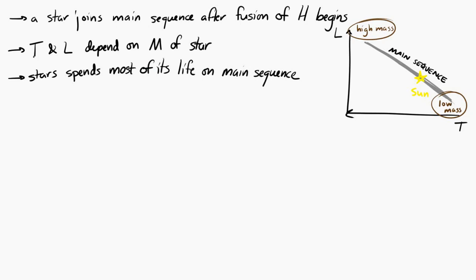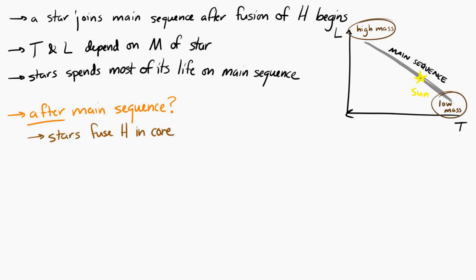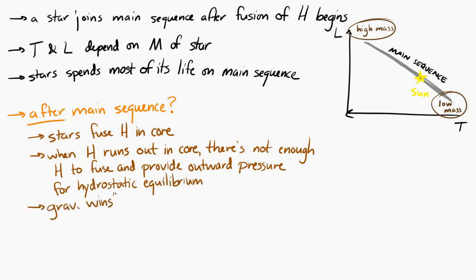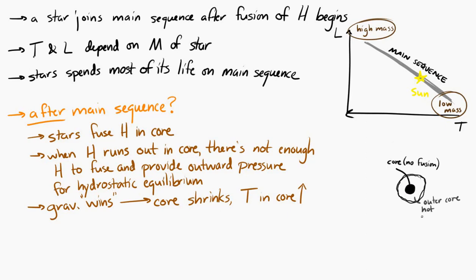Now, after the main sequence, interesting things start to happen. And multiple things can happen. So, whatever it is, stars fuse hydrogen in their core. But when they start to run out of hydrogen in their core, and there's not enough hydrogen to provide that outward force to keep hydrostatic equilibrium in place, well, then gravity begins to win. The core will shrink. And if the core shrinks, the temperature of the core increases. In that situation, the temperature of the core increases, but there's no fusion or not enough fusion going on. The outer core also gets hot. And the outer core then becomes hot enough that it fuses hydrogen.